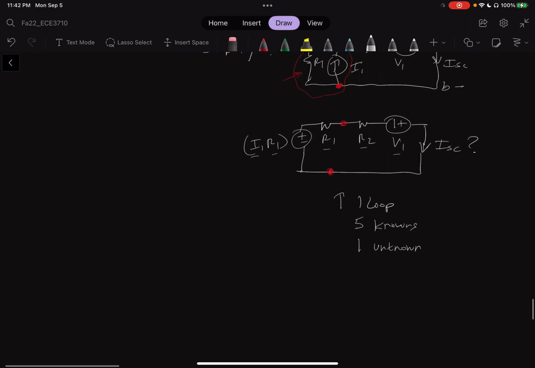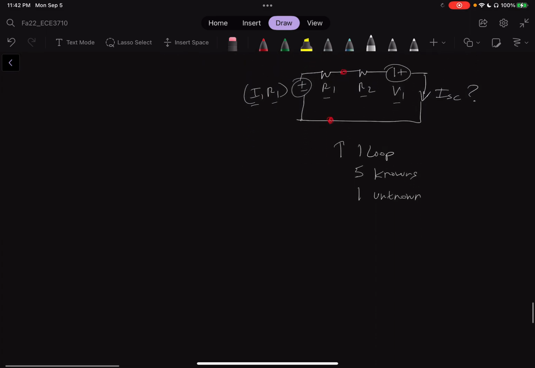What can I use? KVL. KVL allows me to state plus I1 R1. I'm going clockwise. Minus R1 times what current? ISC. Because if you use your pencil finger, ISC is flowing through all of these elements. So ISC is the current flowing clockwise. So I have plus I1 times R1, minus R1 times ISC, minus R2 times ISC, plus V1, because I'm going from the bottom of the mountain to the top of the mountain. Top is the positive terminal, which is on the right-hand side. And all of this is equal to 0 volts.